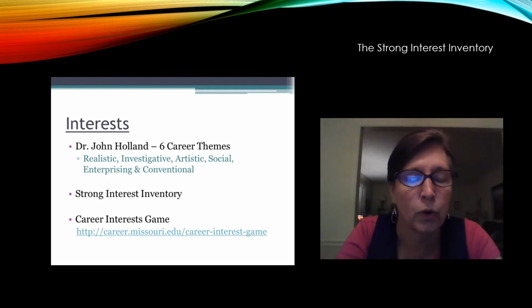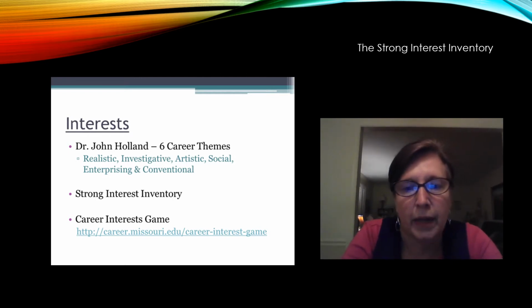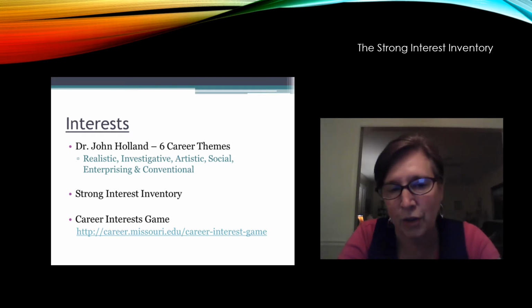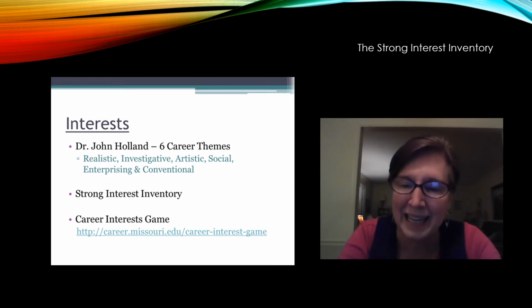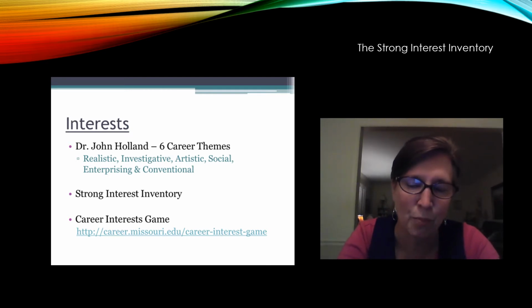The Strong Interest Inventory is one of the best career assessments out there, and it is only used for career counseling. We're also going to be going over the Myers-Briggs Type Indicator on Thursday, and we'll talk about that personality assessment, but this one is focused entirely toward careers. Also, you'll see the link to the career interest game if you want to check that out. That's a fun thing to go to, and it is linked on the Blackboard page. If you go to the web links, you will find it there, so you can learn more about it that way.